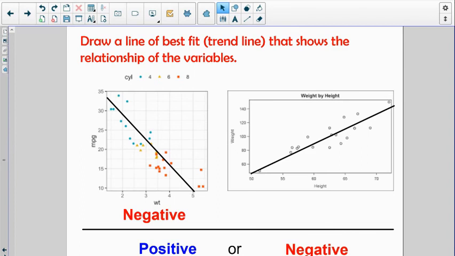Now, in terms of our trend, is it positive or negative? We started out low, and the line increased, it went up, it rose, as we went from left to right. So we would definitely say this is a positive trend.